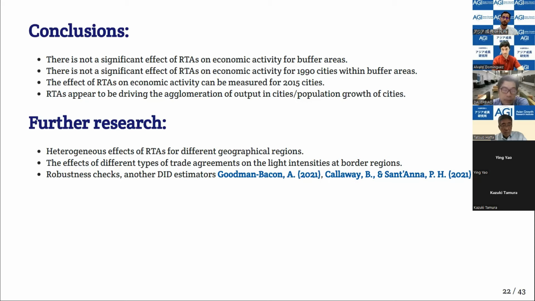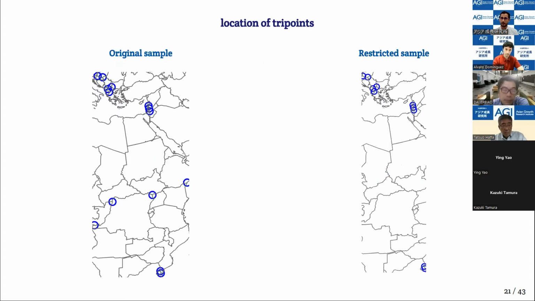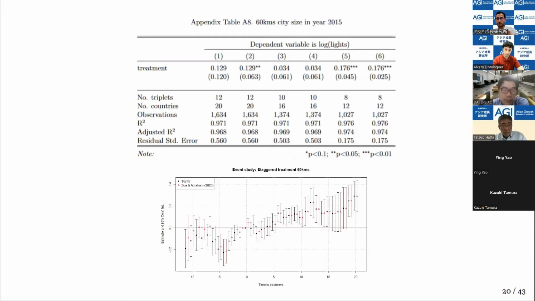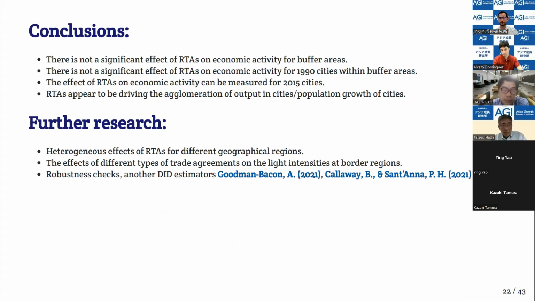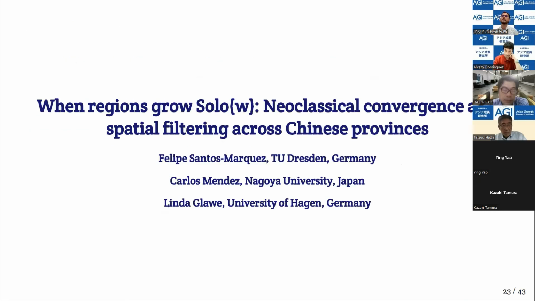And moreover, if you are familiar with the different estimators, you could notice that in my plot I already used one more estimator, the traditional two-way fixed effect estimator, but also the Sun and Abraham estimator. But there are also other estimators like Goodman-Bacon, Callaway, Sant'Anna, and more coming. So this literature is evolving quite rapidly. That's all for the first paper. It took about 20 minutes.